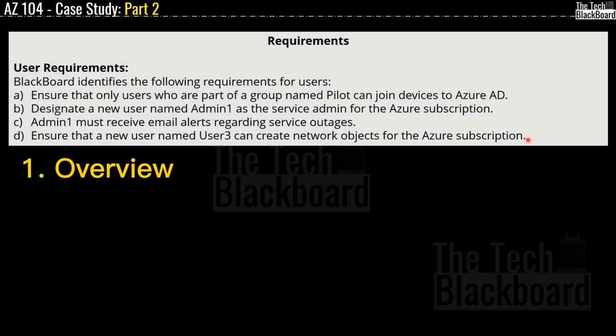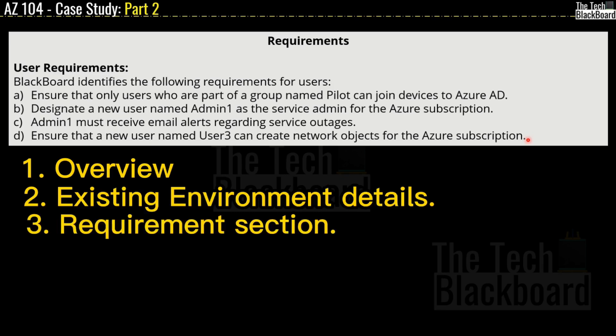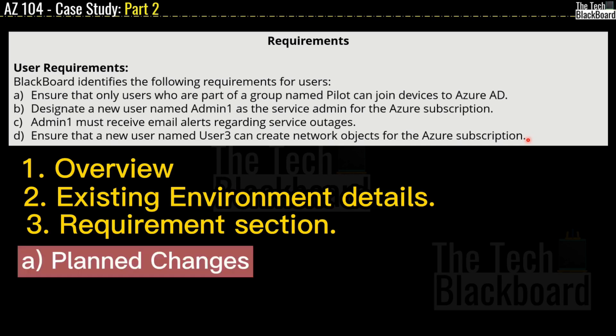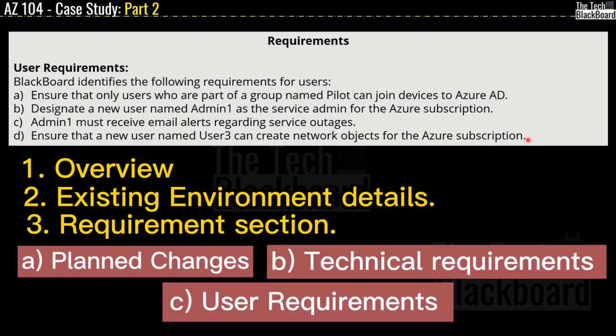We started with an overview section followed by existing environment details. And after that, we had requirement section, which was further divided into three subsections. The first one was planned changes, and the second one was technical requirements. And lastly, we have user requirements. Now let's move ahead and read the question based on this case study.